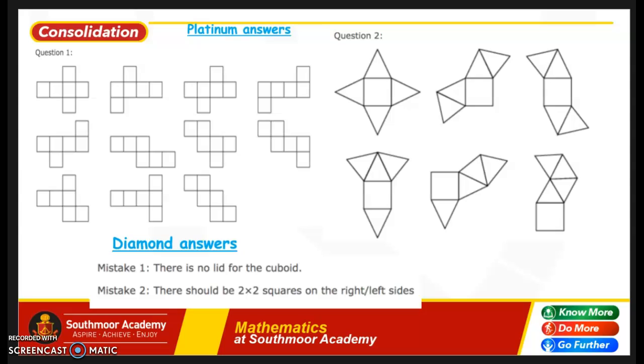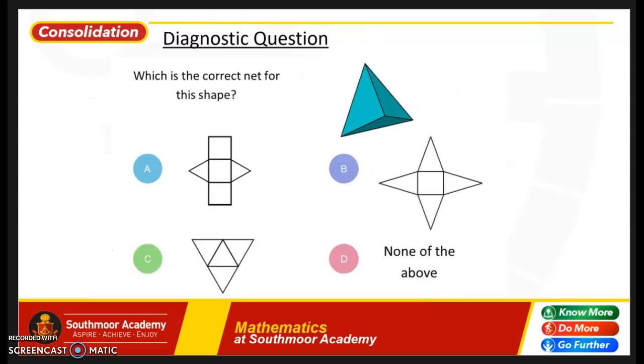So on the next screen we've got a diagnostic question, so you've got to work out what the answer is. So here's your question. Which is the correct net for this shape? So you need to write in your books, so you need to draw the shape as best you can. Or write diagnostic question and then write your answer A, B or C, drawing the net, A, B, C or D, sorry.